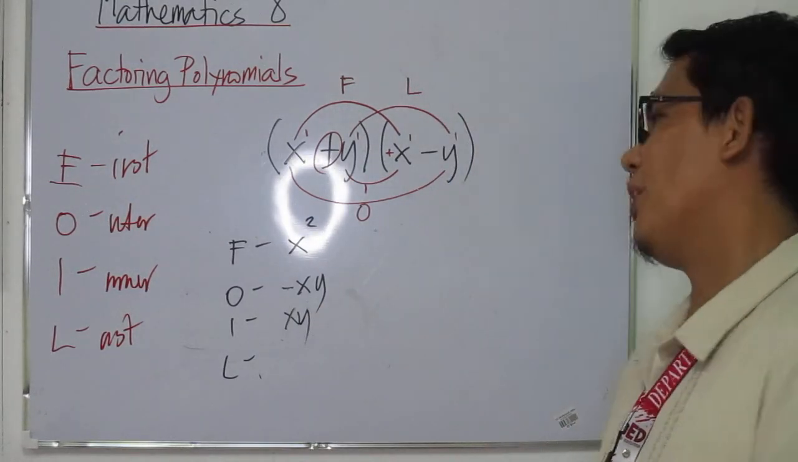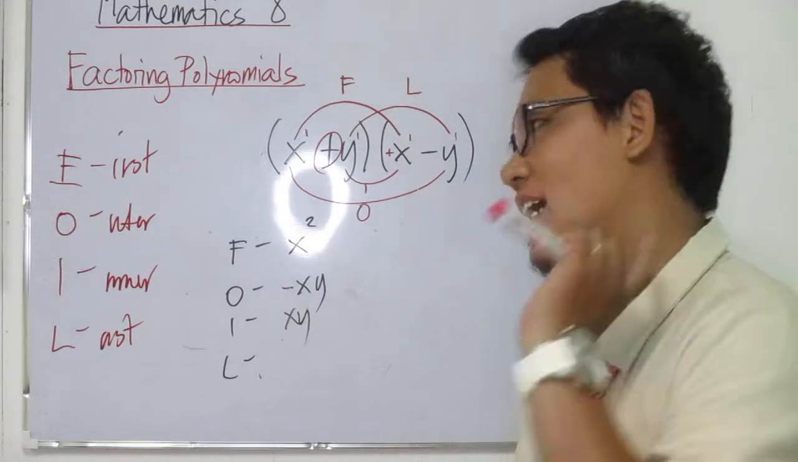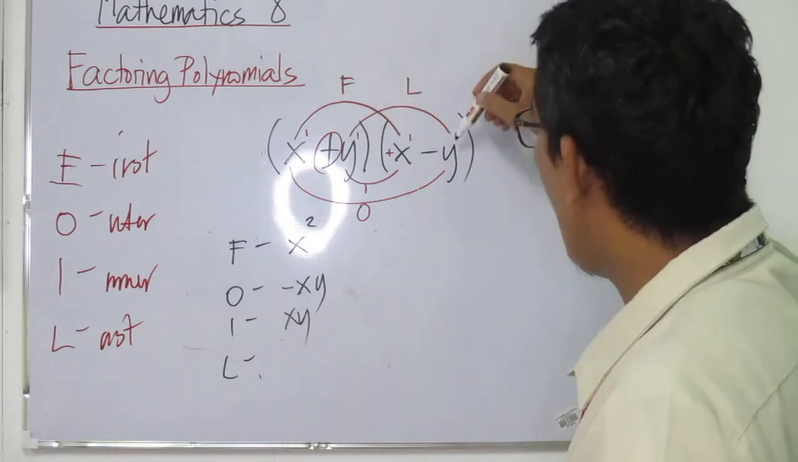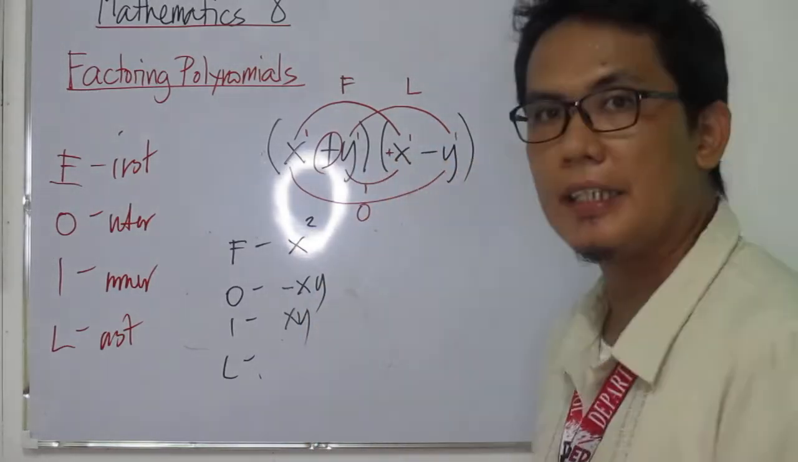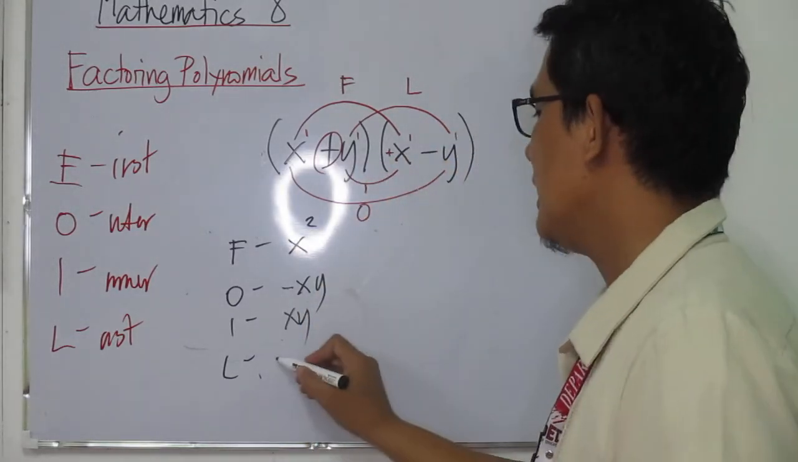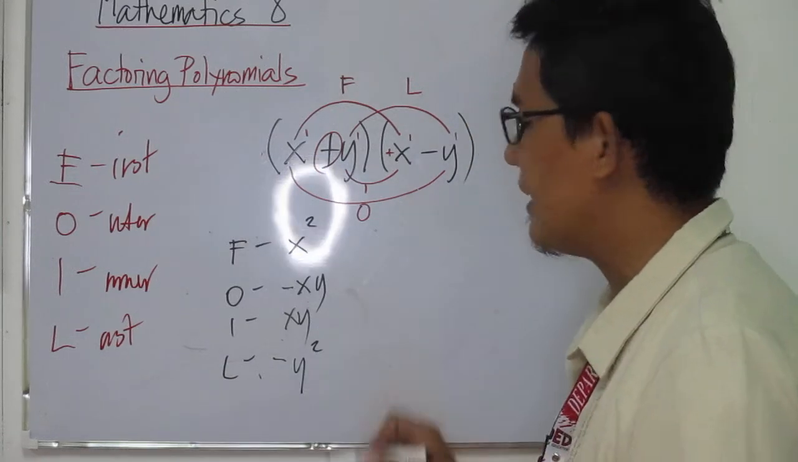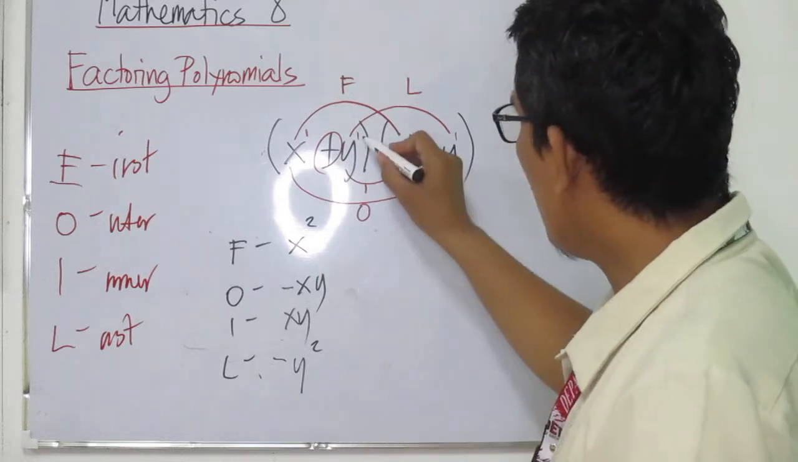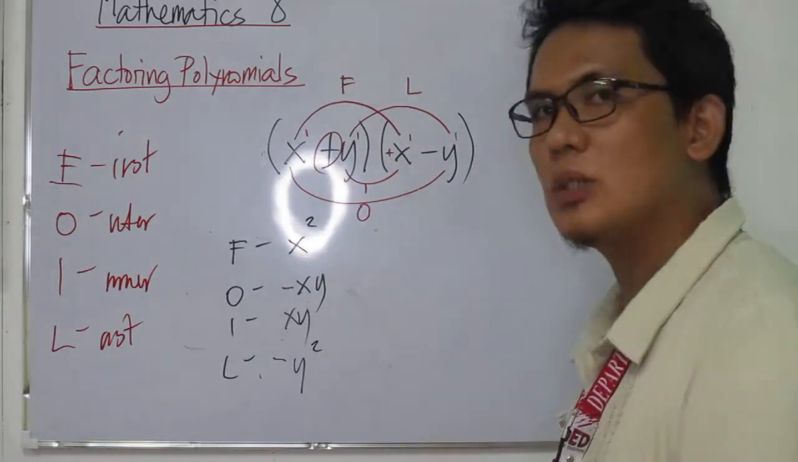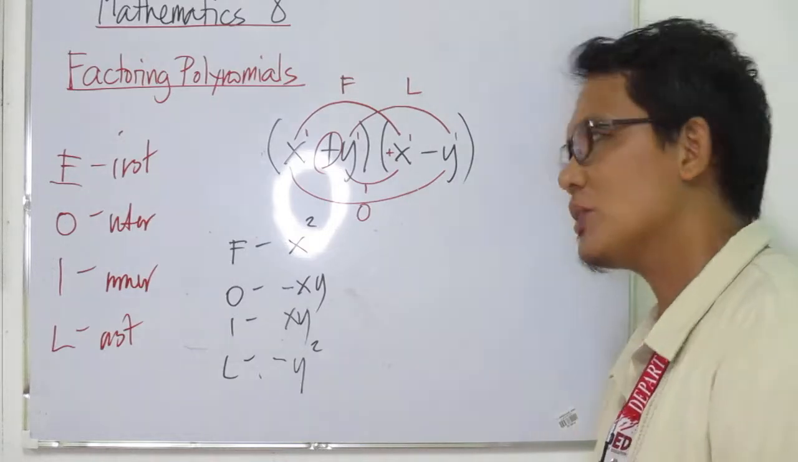And lastly, we multiply our last terms. We have y and y, but remember that it is positive times negative. So therefore, that becomes negative. Very good. Negative y squared. Why y squared? Because our y is 1 and our y is 1. Add them up, that adds up to 2.